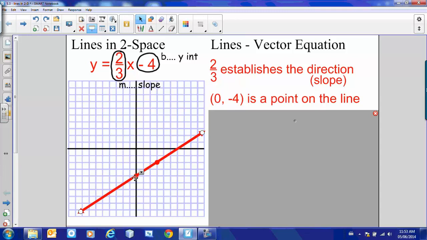2/3 tells us which direction to go to find another exact point. Certainly, there's an infinite number of points along this line, but if we want one more that's nice and easy to recognize and to find, oh, there it is, by going at this angle of 2/3, if you will, by this direction of 2/3. As I continue in that direction, oh, here's another point on my line, and so on.